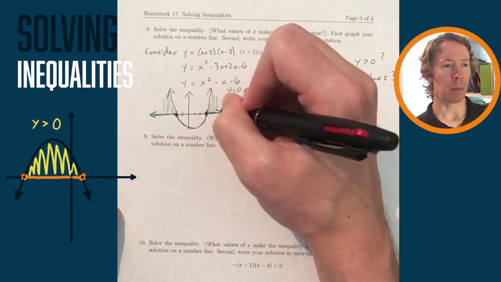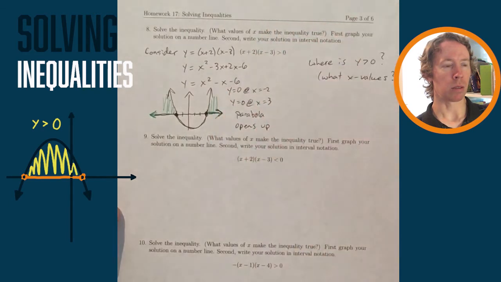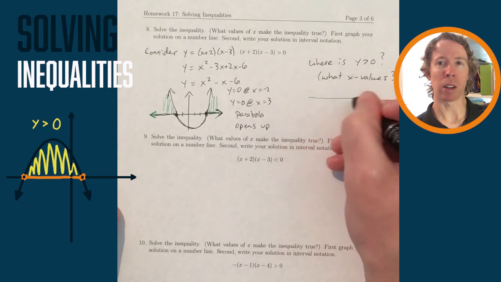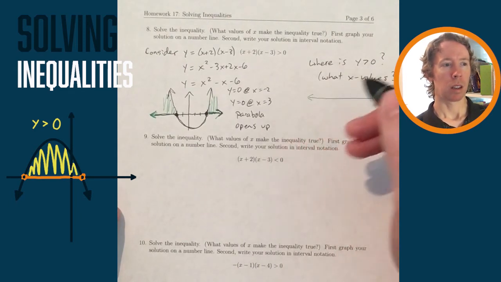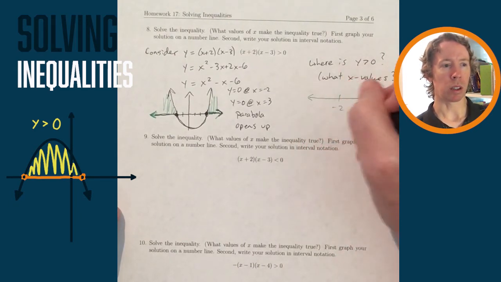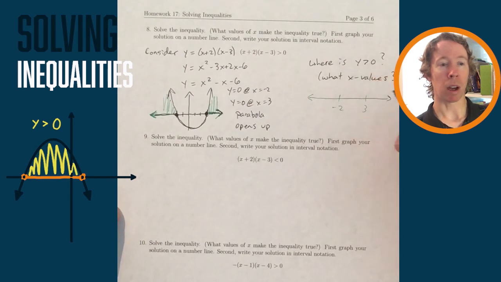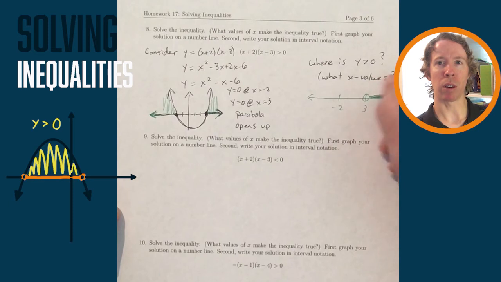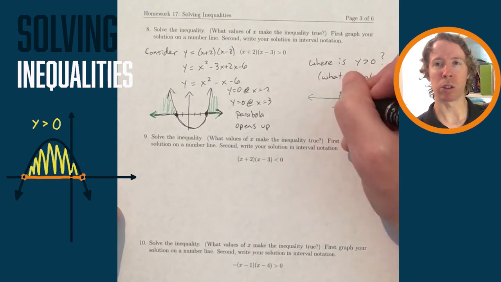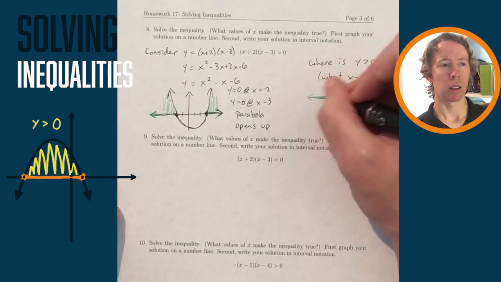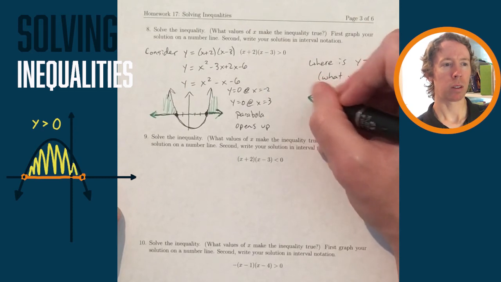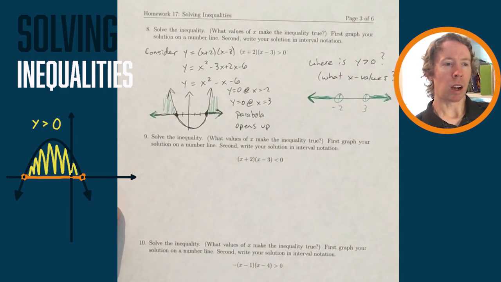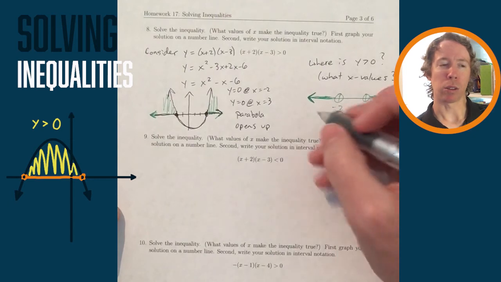So now I basically have a number line drawn here in the graph, but I'll go ahead and write it out on a separate number line. I know I need to start at -2 and go out to the left. I'm not going to include -2 because I don't have greater than or equal to 0 in the original inequality. It's just greater than 0.